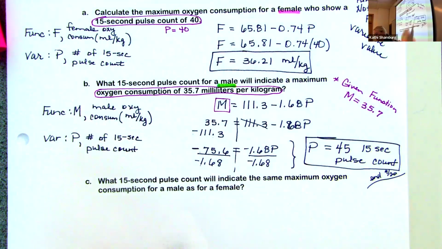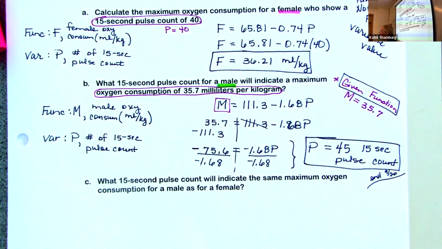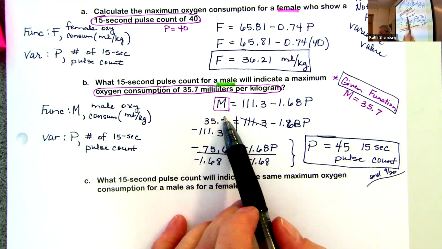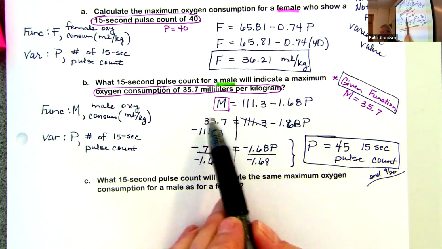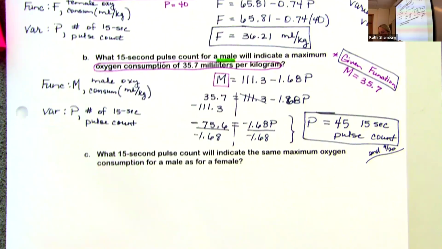And then just as a reminder, in part B, they gave us not the variable value, but the function value. That means that we were looking for the variable, so we had to do some algebra with our equation. All right, so that's just a reminder of what we were doing.